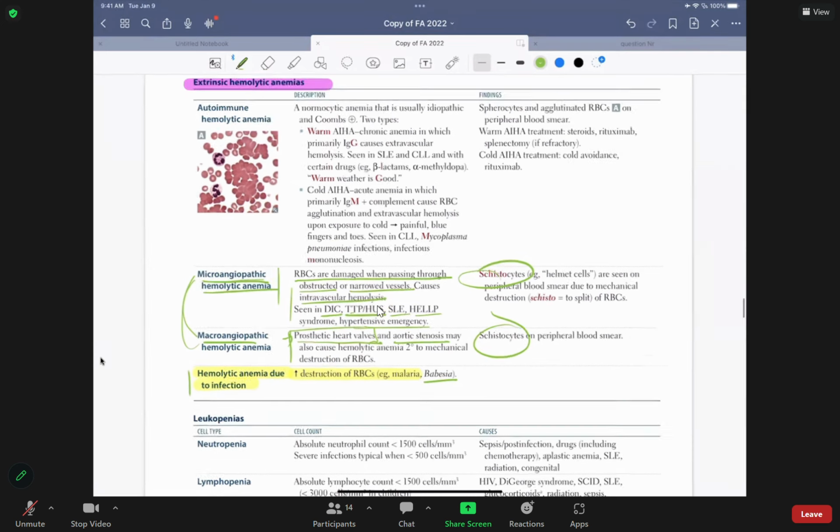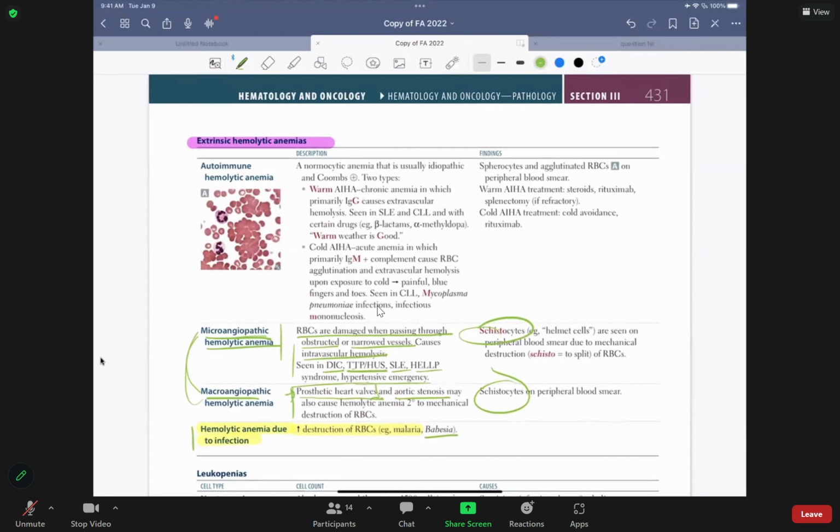Okay. Now, the last one of extrinsic hemolytic anemia, a little trouble one, autoimmune hemolytic anemia. Autoimmune hemolytic anemia means there is an antibody against red blood cells. What is the name of the test we do to find if there's an antibody against red blood cells? Coombs test, isn't it, folks? Now is the time to learn how to do the Coombs test.